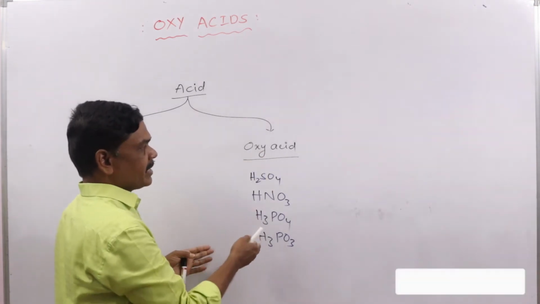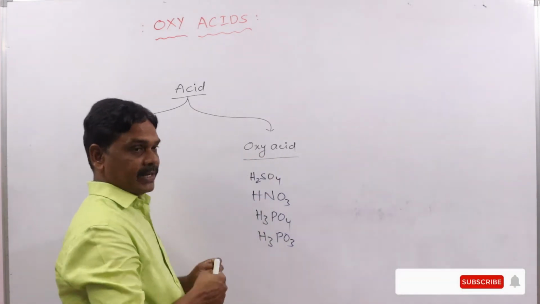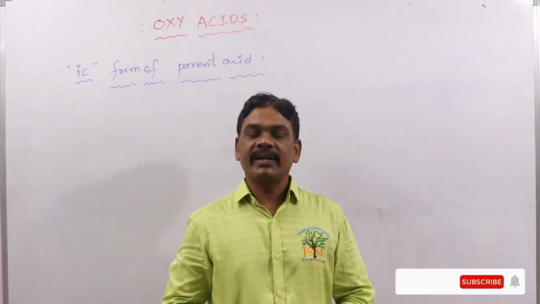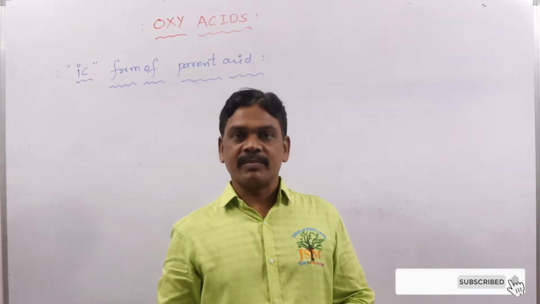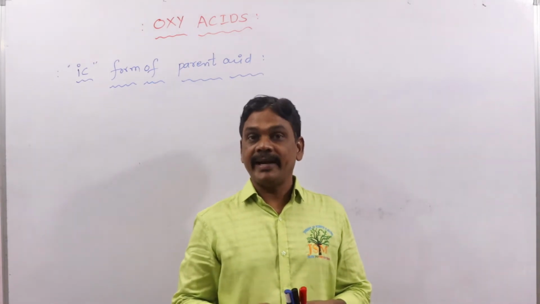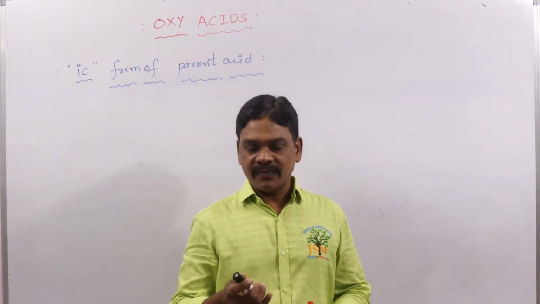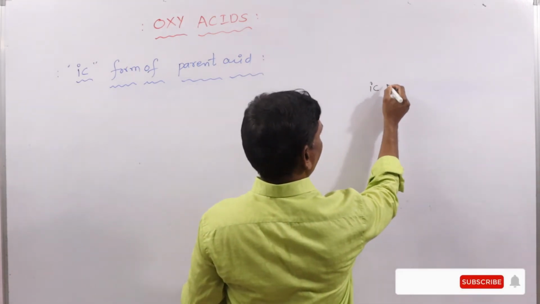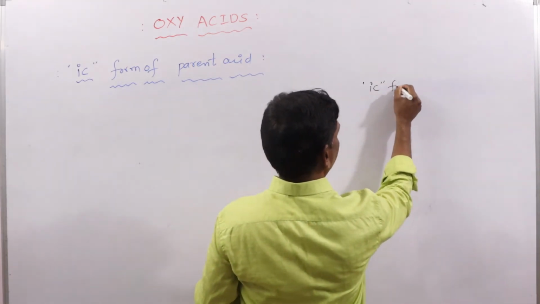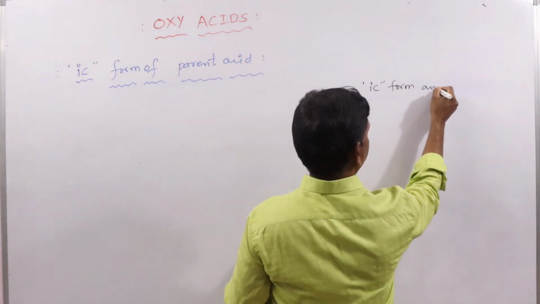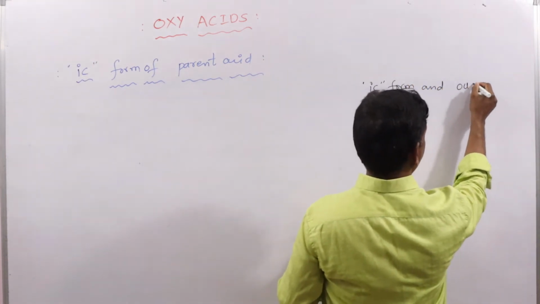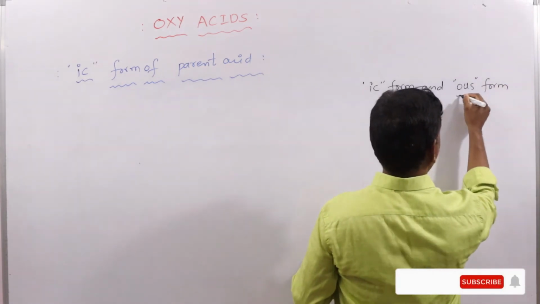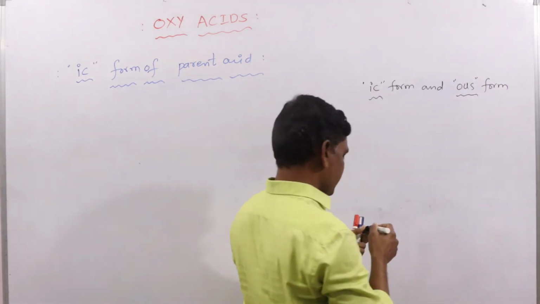So all these are examples of oxy acid. In general, acids are in two forms. They are the ic form and the az form.